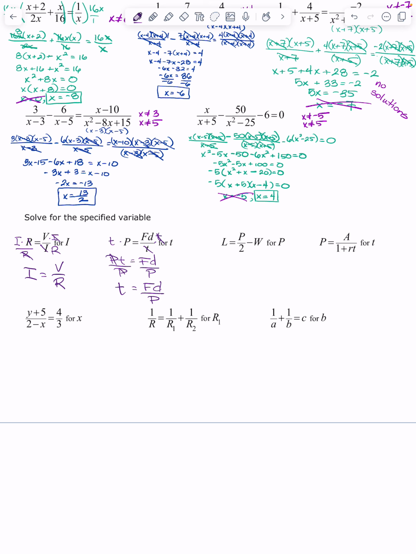This third one here, we want to solve for P. I'm going to start by getting rid of the W. So I got L plus W equals P over 2. To undo the divide by 2, we multiply. I got to multiply this whole side. I get P equals 2 times (L plus W). Hopefully you recognize that as the formula for the perimeter of a rectangle.